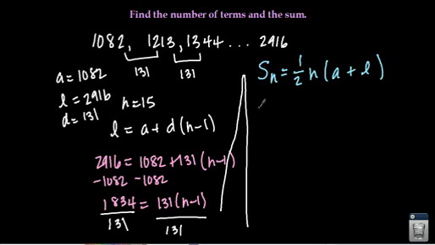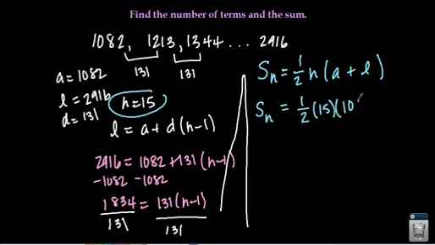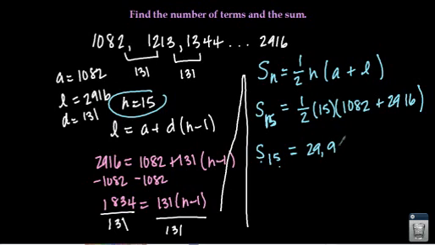Okay, so since I'm finding the sum, I have to find S sub n. Okay, easy as that. Half times my number of terms, which is 15, that's what we just found, times quantity A, which is 1,082, plus my last term, which is 2,916. If I put this into my calculator, I should have put 15 here too, by the way, because I know there's 15 terms. I know the sum of my 15 terms in this arithmetic sequence equals 29,985.